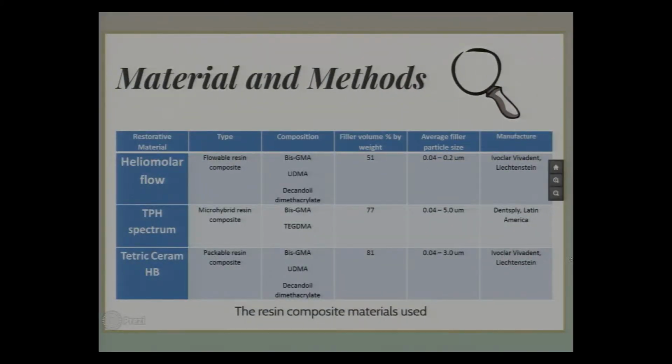Here we can see in this table the three types I mentioned before. The first one, Heliomolar Flow, is also known as a flowable composite. The second one is TPH Spectrum, also known as a microhybrid composite. And the third one is Tetric Ceram, also known as a packable composite. The highest filler volume percentage was recorded for the packable composite, as we see here.